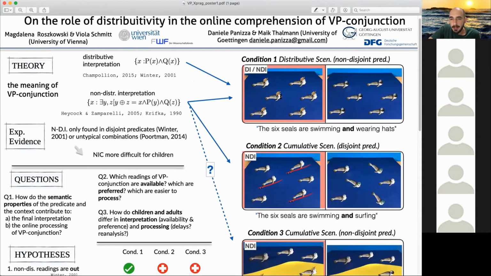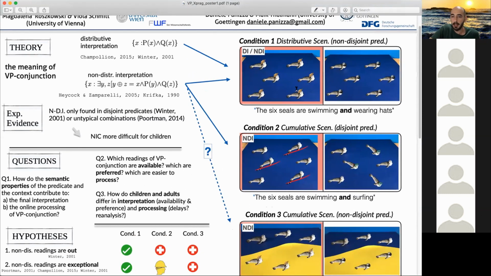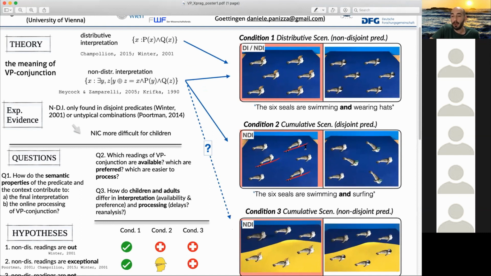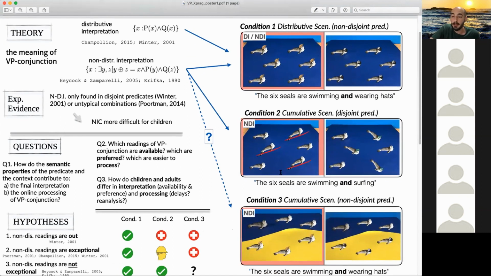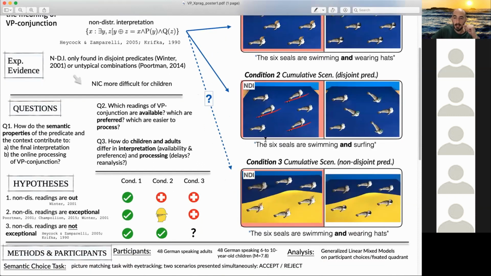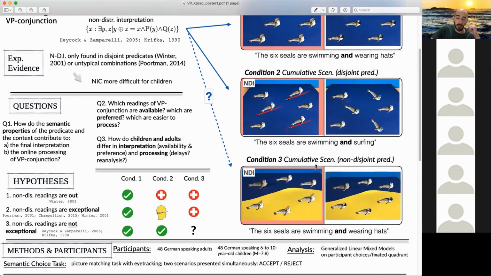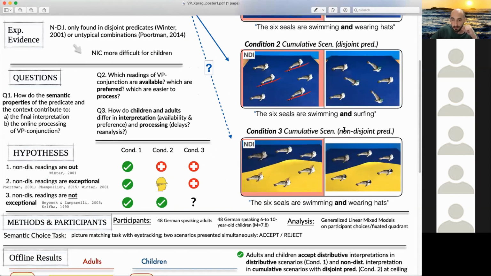Right, so we had this distributive scenario where one of the contexts is true under the distributive reading, and then under the non-distributive reading, we have a cumulative scenario where we had the disjoint predicates, which force the distributive reading to be false because they're incompatible. So only the cumulative reading could be true. So if you accept this one, it means that you are fine with the weaker reading, just like in the previous experiment we saw. And then we have a third condition where we have a cumulative scenario, right?